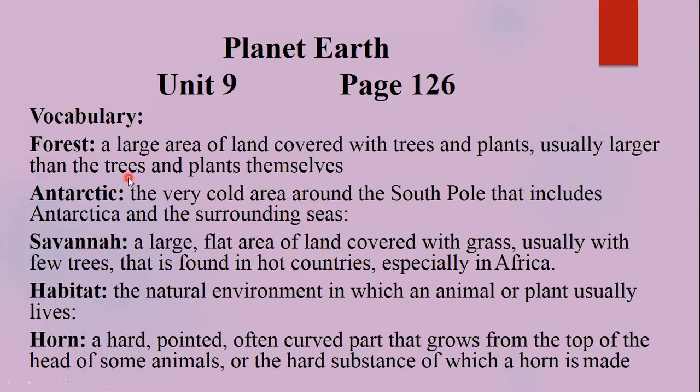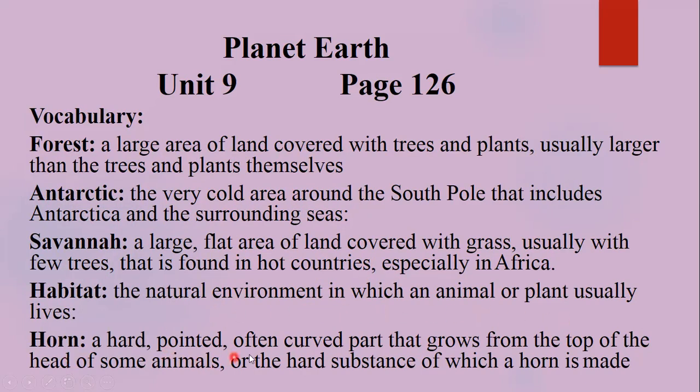Then we discussed some vocabulary words as well. The first vocabulary word is forest, a large area of land covered with trees and plants. Antarctic, the very cold area around the South Pole, that includes Antarctica. It's basically a continent full of ice and extremely cold weather, and the surrounding seas. Savanna, a large flat area of land covered with grass, usually with few trees, that is found in hot countries, especially in Africa. Habitat, the natural environment in which an animal or plant usually lives.